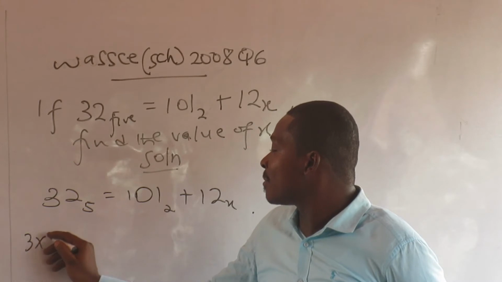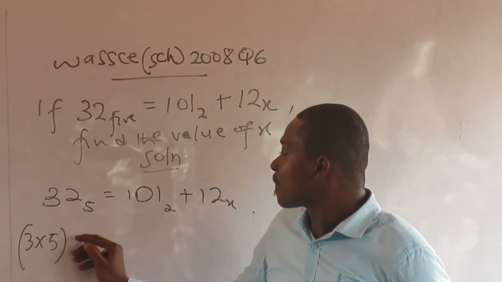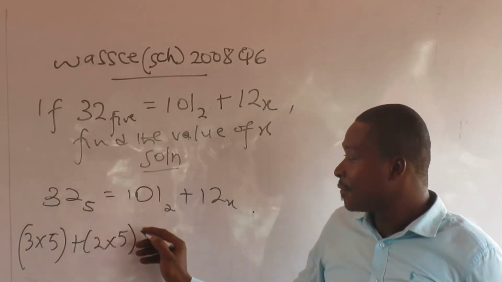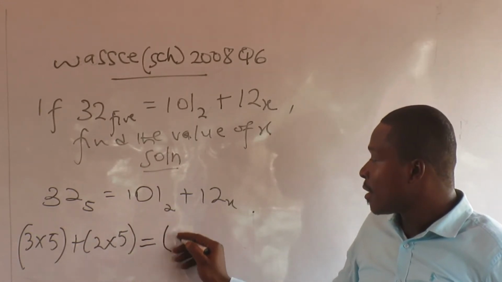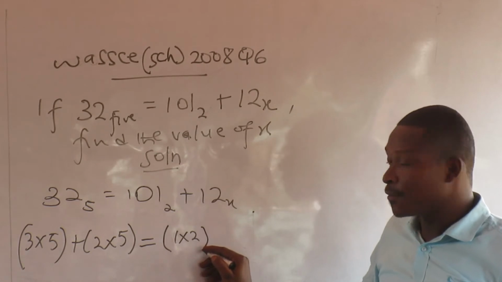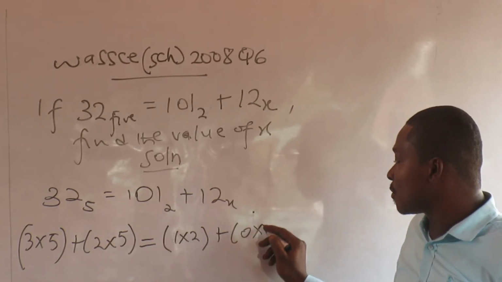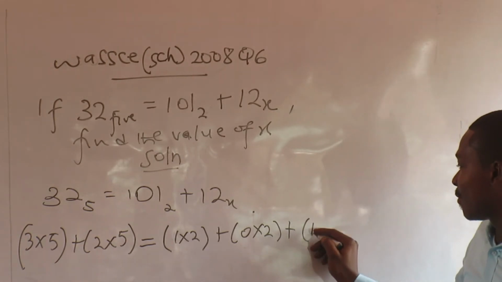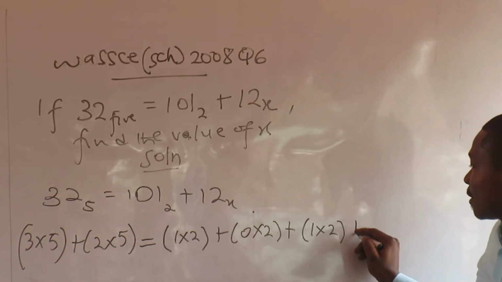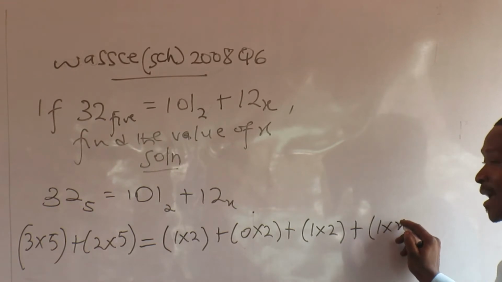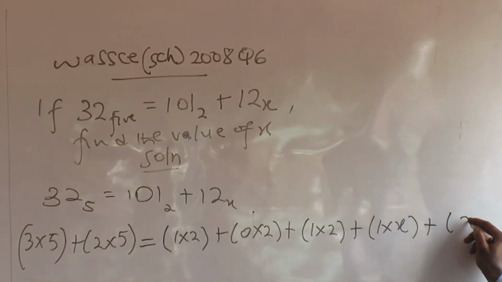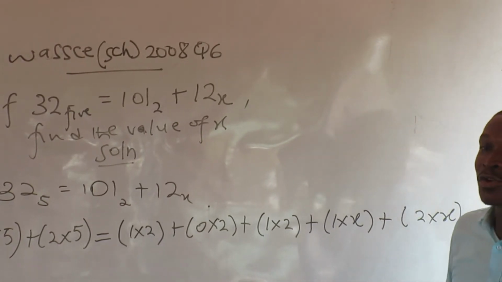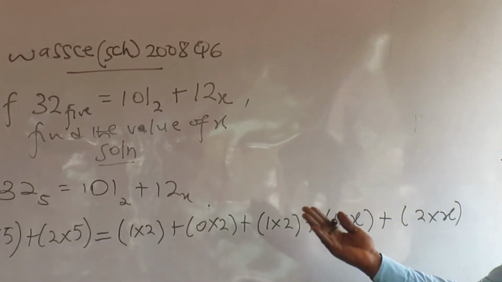So I have 3 times 5 plus 2 times 5, 1 times 2 plus 0 times 2. What am I doing? I am converting to base 10. 1 times 2 plus 1 times x plus 2 times x. Right? Good. So I'll give them their respective powers.